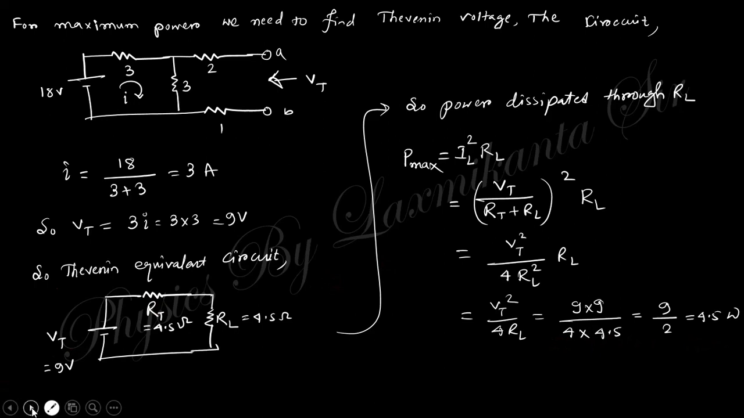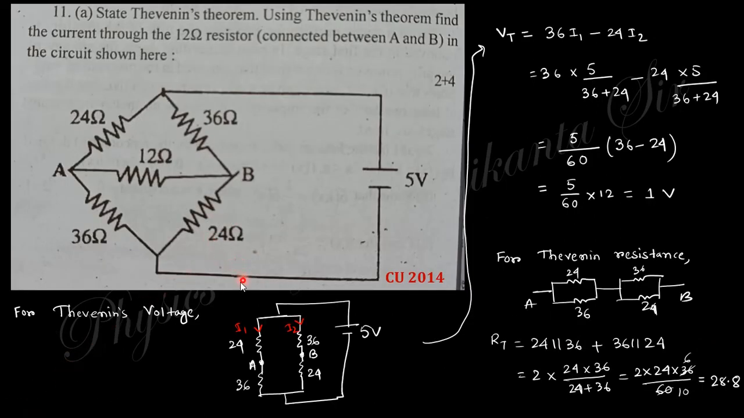Clear? Next one. Next says, state Thevenin theorem. You can state this one easily, no problem. From the theoretical part, you can cover this part. Using Thevenin theorem, find the current through this 12 ohm. You need to find the current through this 12 ohm using the Thevenin theorem.